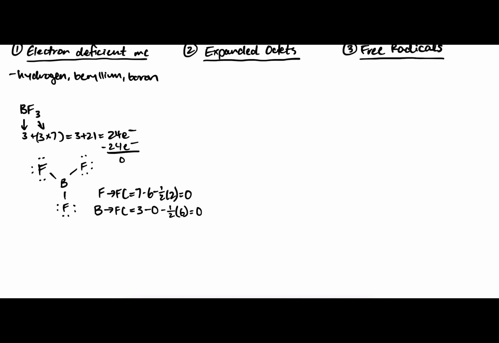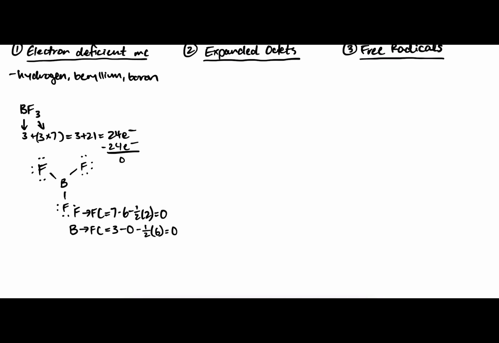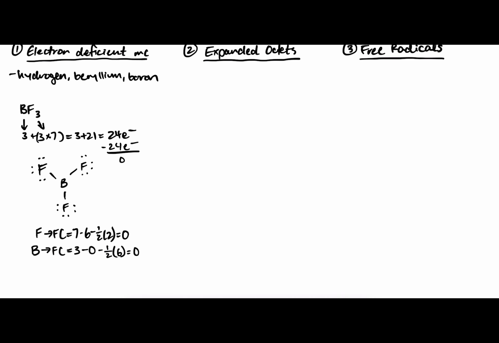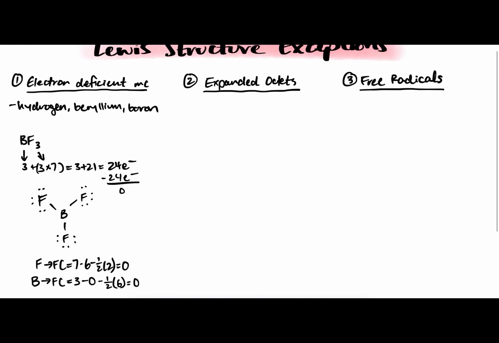Moving on to our expanded octets, and let me just scoot this over a little bit so we have space. Some common molecules or atoms that you might see having expanded octets are sulfur and phosphorus. And we'll do an example using sulfur. We have sulfur hexafluoride. And let's try drawing this out.